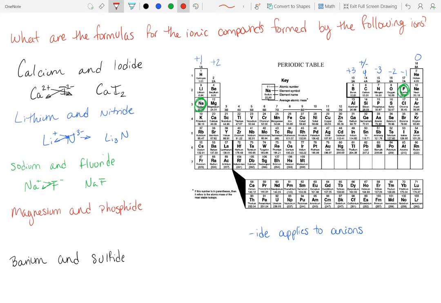Let's look at the next one here. So magnesium and phosphide. Okay, so let's look for magnesium.